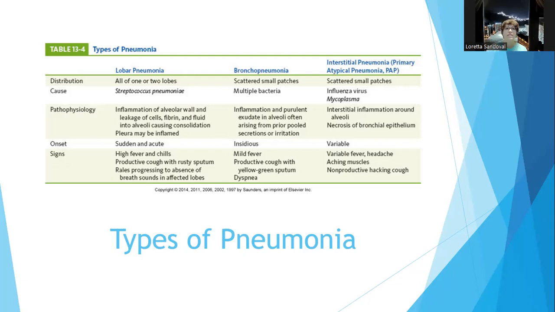So when you look at this chart, look at what's the same and what's different. That's what we want to do, we want to compare the different types. What's the same and what's different? Dry cough versus productive cough. High fever versus mild fever. Rales versus dyspnea. Okay, so just look at that and compare and contrast.